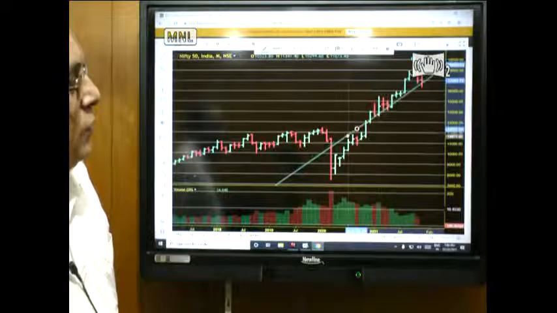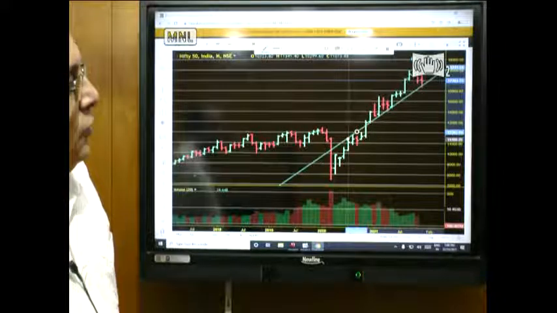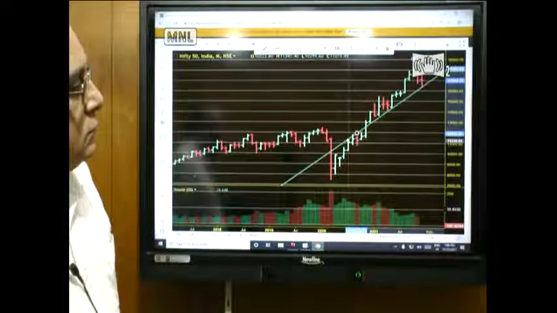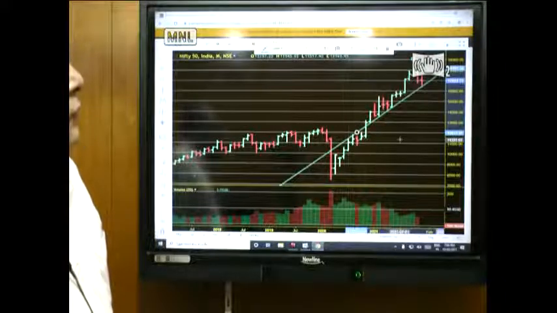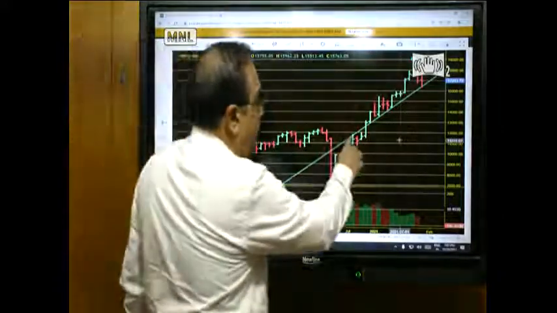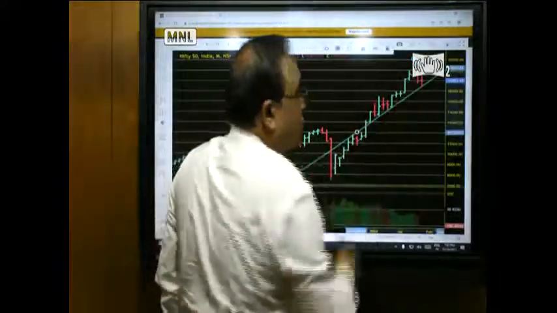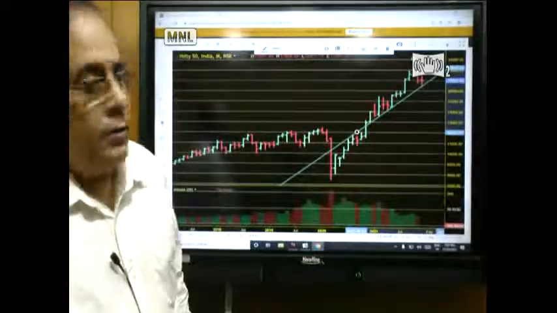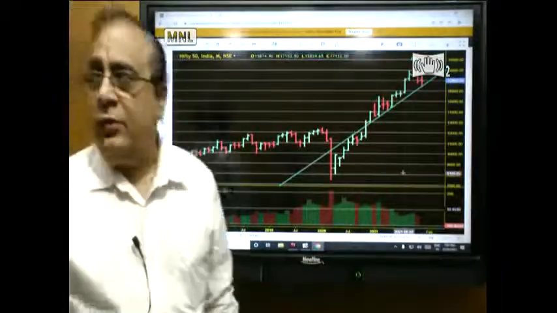Now this is giving the support. If you look at this area, see, this is the area of support. This is the area of support. Now you can see this top, this bottom, and this bottom. All these are holding up, right? So we should accept this.